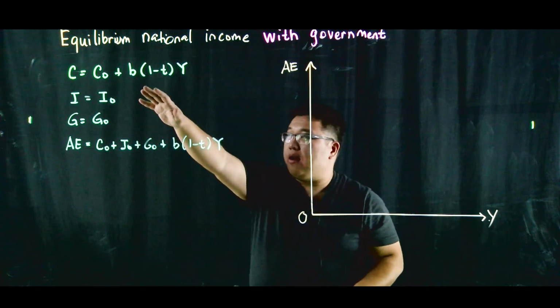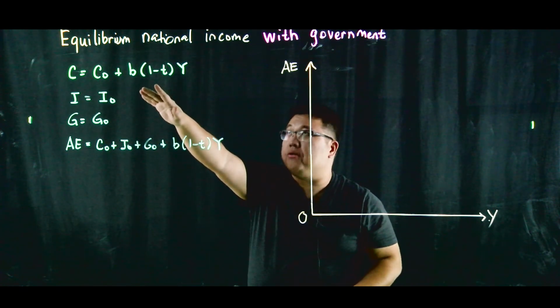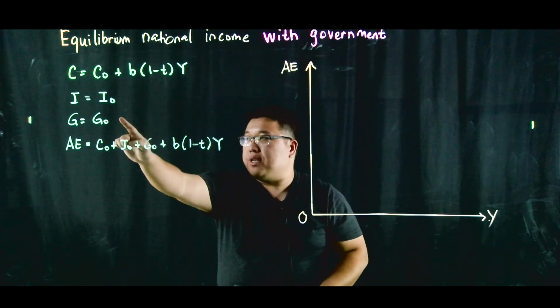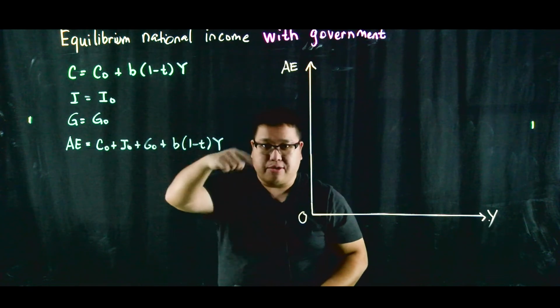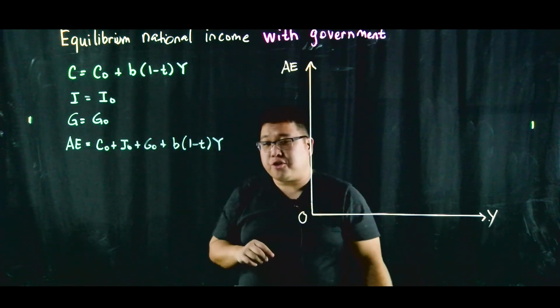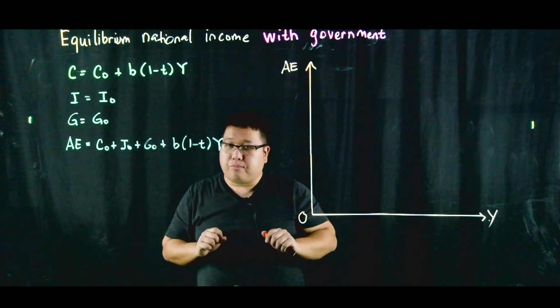So we have here our aggregate consumption function with government. You see there's a T over there. I equals I sub 0, we've assumed this. G equals G sub 0, we also assume this. And we have our expression for aggregate expenditure, which we had previously.